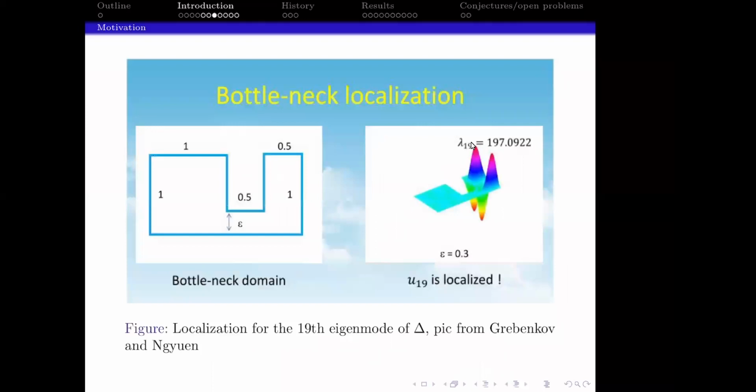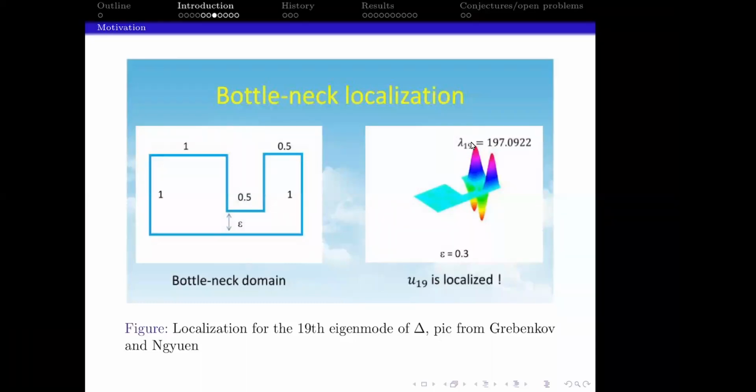So you take a nice polygonal domain, and it's called a bottleneck. Of course, it's essentially two rectangles connected by a thin channel, and you see that this is plotted, the 19th eigenmode. This one is more or less living on the right hand side, the right rectangle. Okay, and I mean it's not zero, but it's very small on the other one.